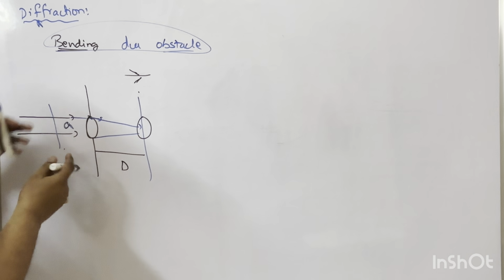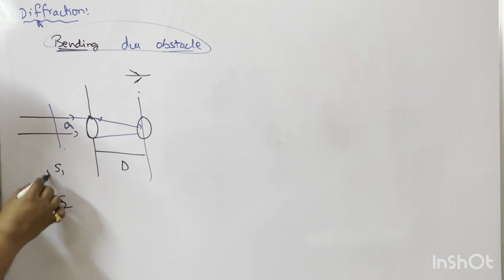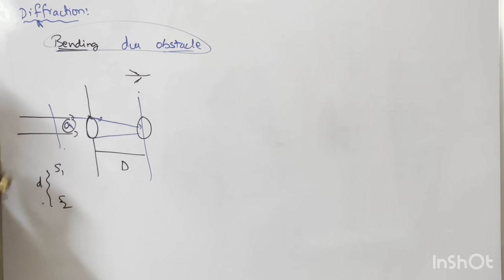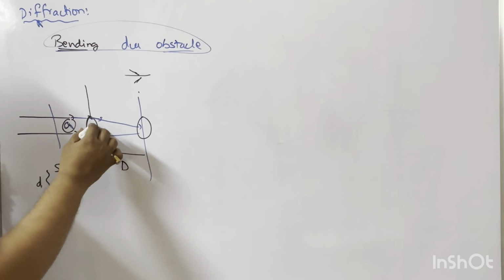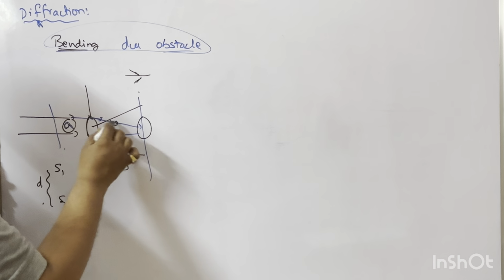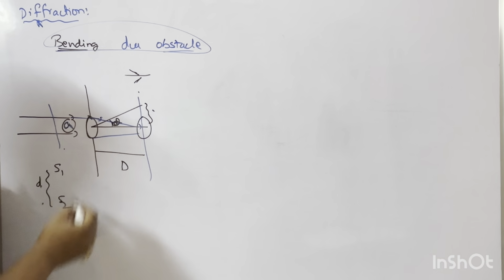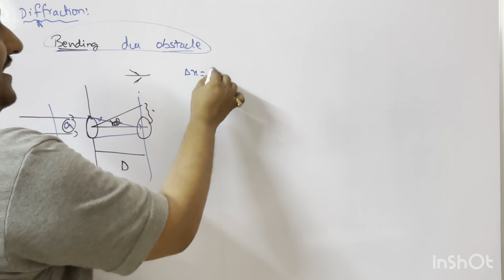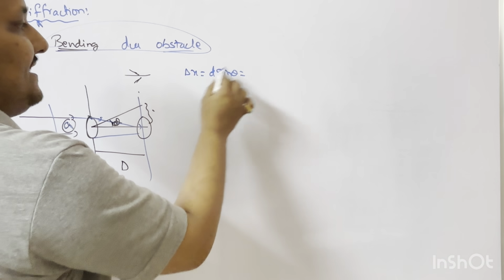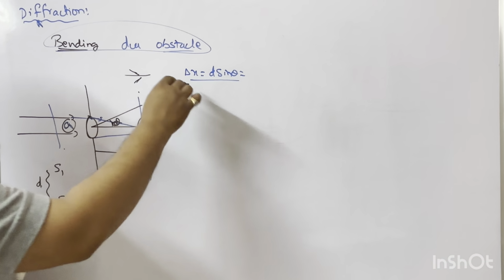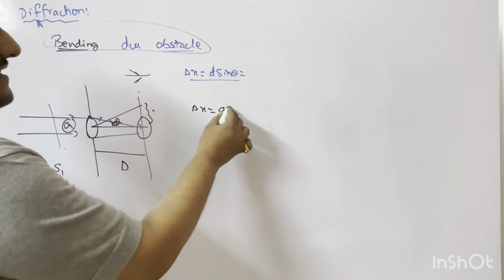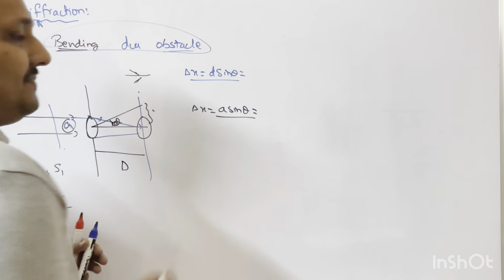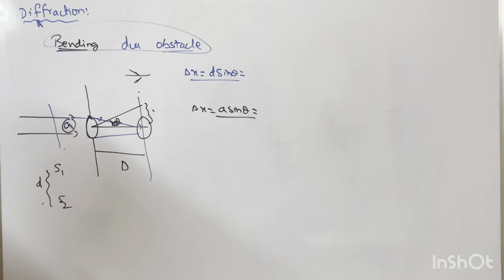In Young's double slit experiment, we had two slits S1, S2 with separation d. In place of d, you will get a here. Remaining all things are the same. At what distance will the maximum and minimum occur? What is the condition? For the interference pattern, we got path difference delta x equal to d sin theta. Here also you get the same thing: delta x equal to a sin theta. I am giving this simply so you can solve problems very easily.